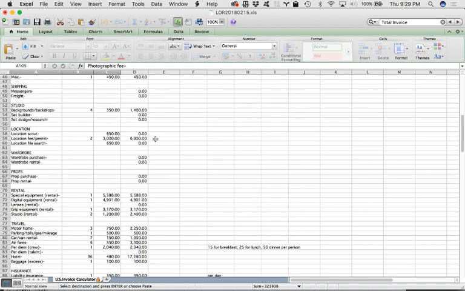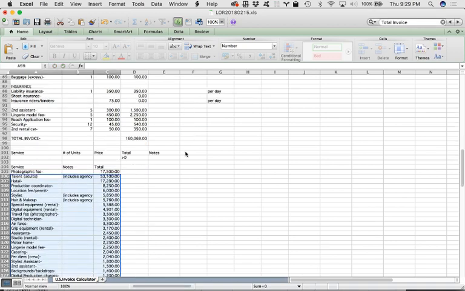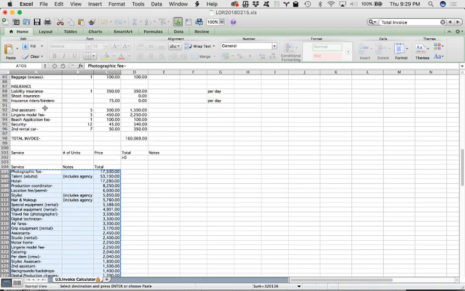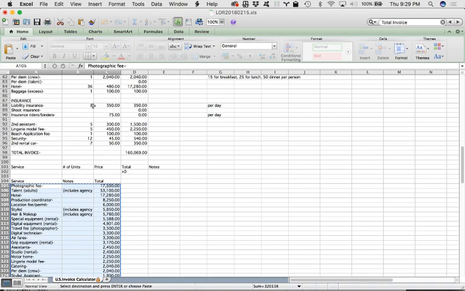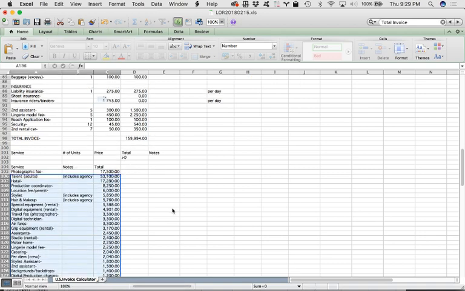But the other question you've got to ask yourself, if we go back to where things were, is if I pull this part instead. I'm going to kill the Studio Expendables and the miscellaneous both. I'm simply going to eliminate them. Again, I'm doing my Command Option Shift X. This has gotten me down to $160,069. Can I knock another $70 off of this somehow? Yeah. And why wouldn't I, right? So instead of my insurance binder being $350, I'm going to make it $275. And now I've dropped this down.